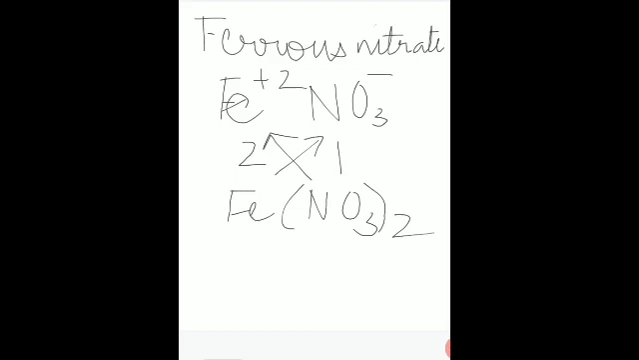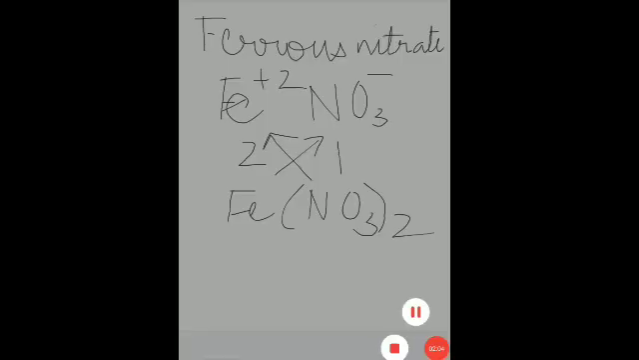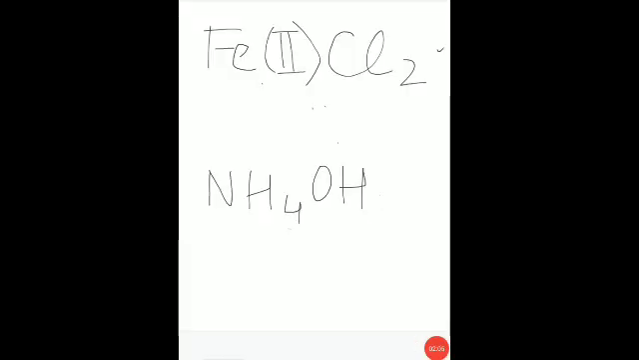I will practice a few more with you. So this is given: Fe with the Roman numeral 2, and Cl2. That means this is the ferrous form. So how will you write it? You will write ferrous chloride. Is it clear? Iron has a valency of 2, and chlorine has a valency of 1.